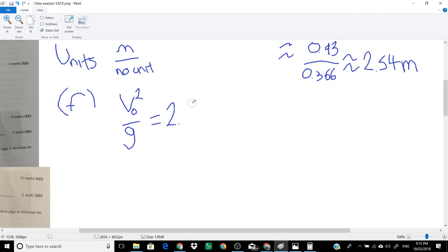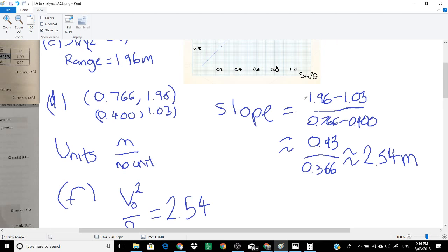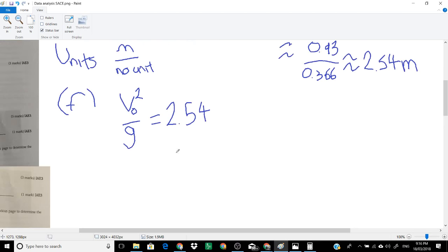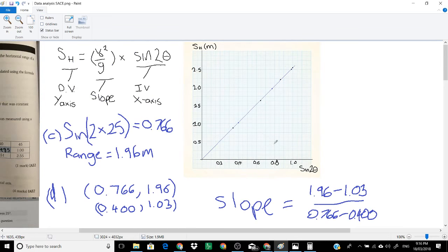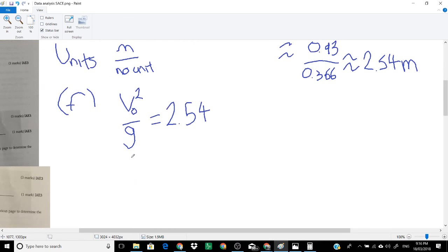So the question said to show that it's approximately this. You can use follow-on, so if you get this, then you can use it. If you get something way off, then you've probably done something wrong or just not very accurate. If you get 2.1 or 2.9, you probably did a pretty sloppy graph. If you get something completely wrong, like way off, then you've done something wrong. Okay, so we're going to work out V naught. So I'm just going to rearrange that.